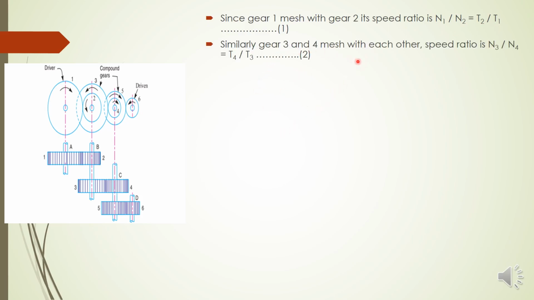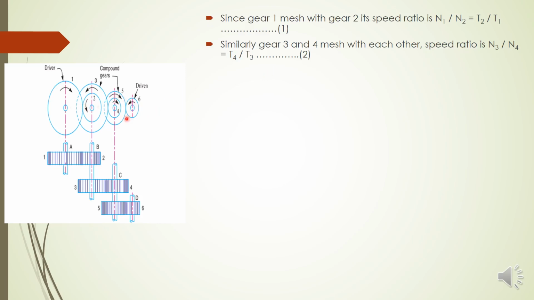Similarly, gear 3 and 4 mesh with each other. Here 3 and 4 are meshed with each other. So we can write N3 by N4 is equal to T4 by T3. That is equation 2. What are the remaining gears meshing with each other?